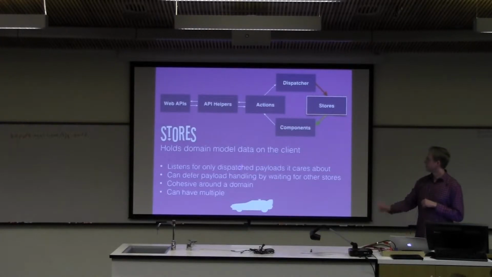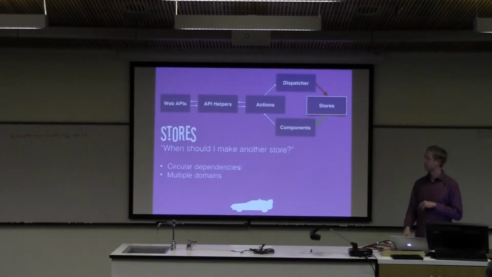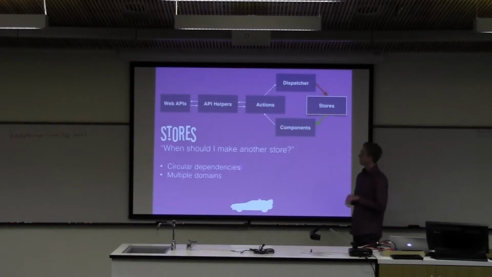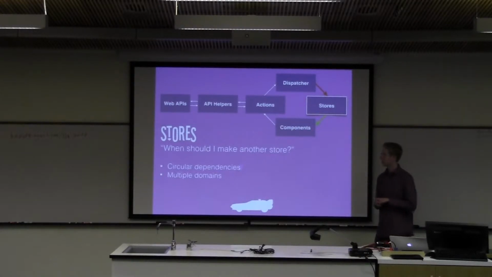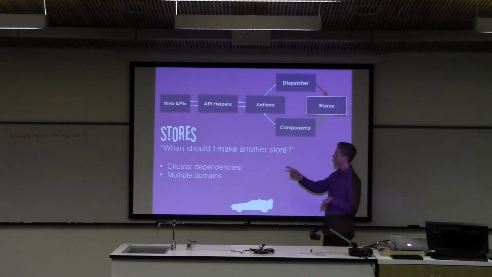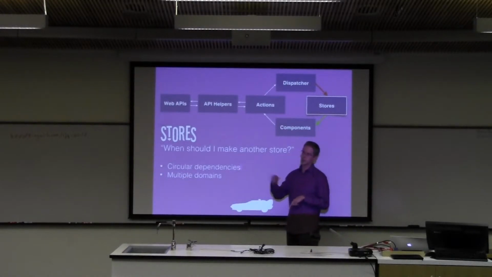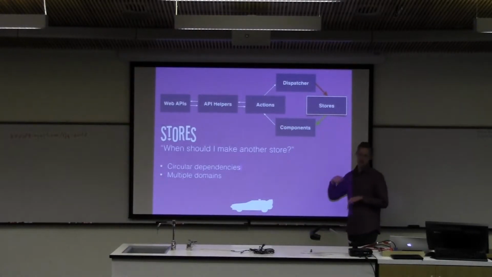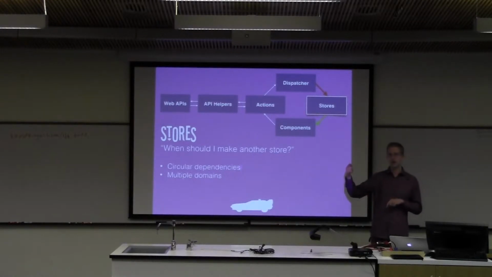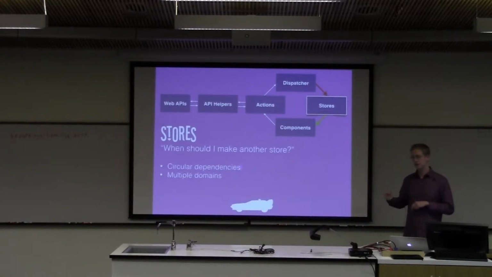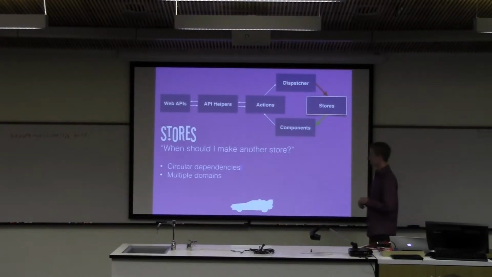So we talked about multiple stores and that they're cohesive around the domain. There's a lot of question about, well, when should I make multiple stores? It's really up to you. There's a couple places where it might make sense. If you have this idea of dependent data, like store A relies on store B, and then B relies on store A, in order to break that cycle, you might have to have a store C that both stores rely upon.